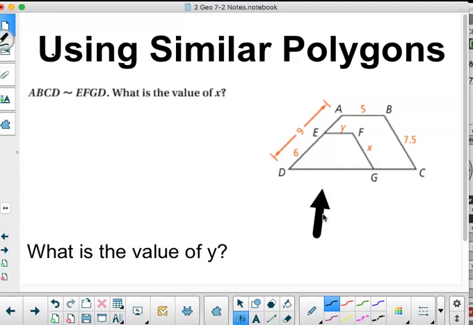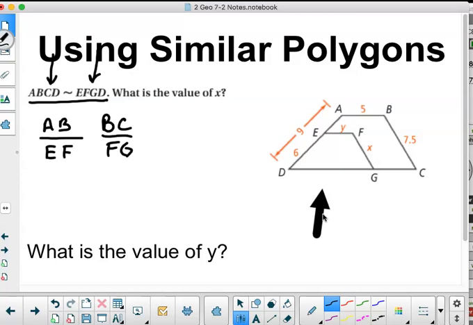Where do I find them? Where would I find corresponding sides here? Hey, look, I have a similarity statement. Segment AB is similar and corresponding to EF. And segment BC is similar and corresponding to FG. Segment CD is similar and corresponds to GD. And segment AD, I haven't done that one yet. AD is similar and corresponds with segment ED.